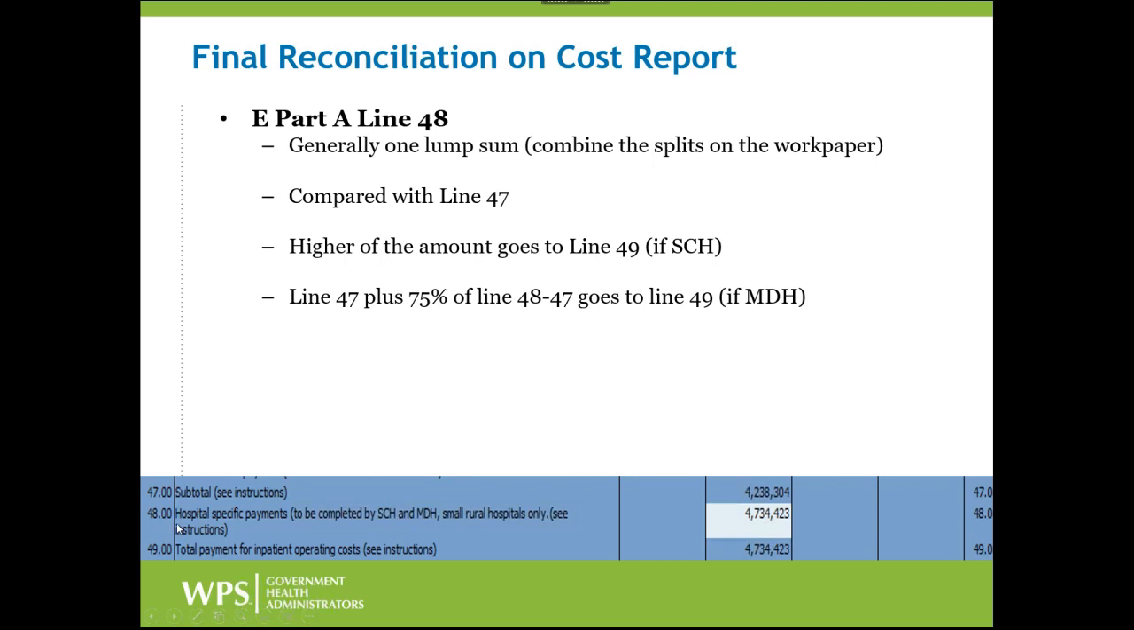So line 48, this hospital-specific payment, includes everything from the calculation that we do internally as auditors. It includes both splits, everything, and it's compared with line 47. If it's a sole community hospital, the higher of the two goes to line 49. If it's a Medicare Dependent Hospital, the calculation is line 47 plus 75% of any excessive hospital-specific payments.